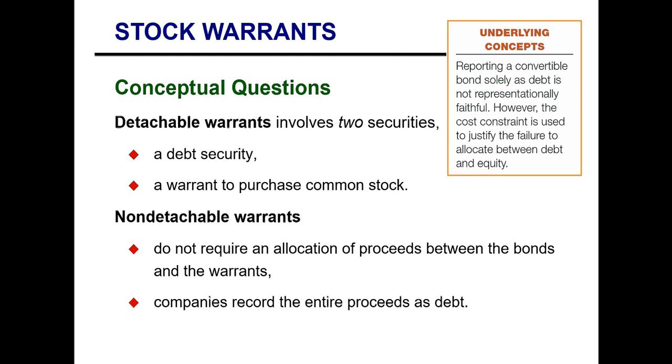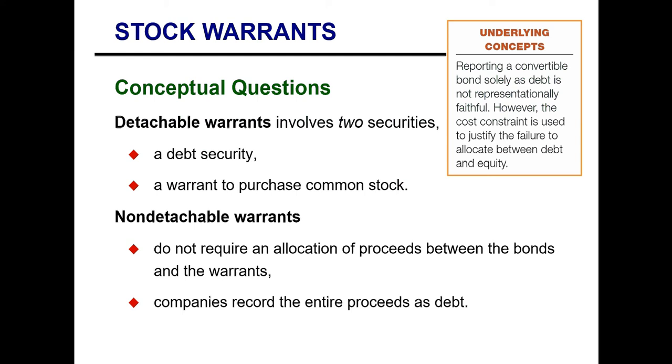There are times when they're considered non-detachable warrants. You can't separate the proceeds between the bonds and the warrants. They really sort of come in as one and they leave as one. And so when that happens, the companies record the entire proceeds as debt. So there is no separation. We record all of it as debt, for conservative accounting.